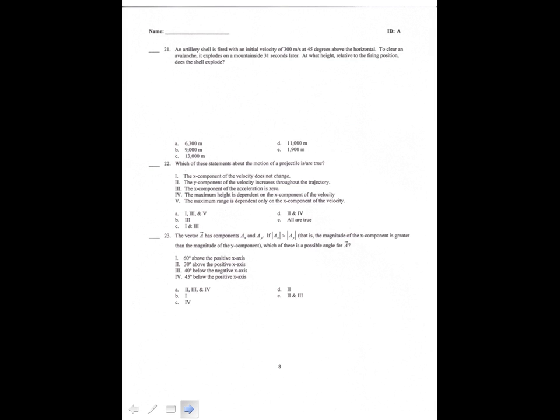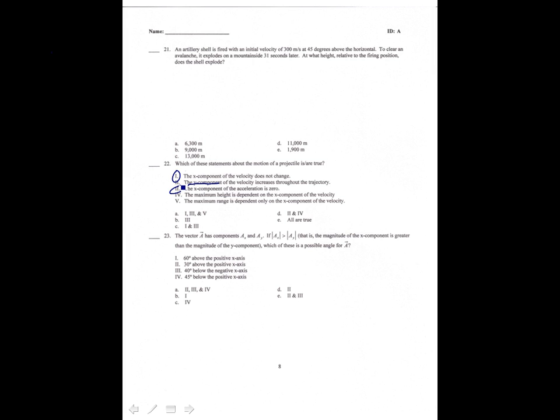Okay, number 22. Which of these statements about the motion of a projectile is true? The x component of the velocity does not change. That is true. The y component of the velocity increases throughout the trajectory. Now the y component of the velocity will decrease initially. It'll be 0 at the top, and then it increases in the negative direction. So that's not really true at all, so we'll just cancel that out. The x component of the acceleration is 0. That's really just number 1 restated, and that's true.